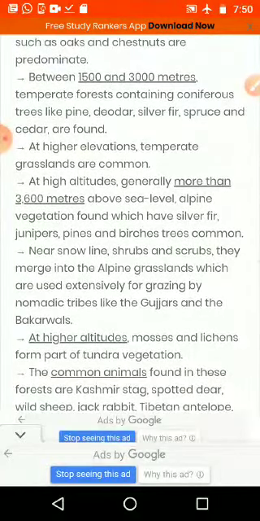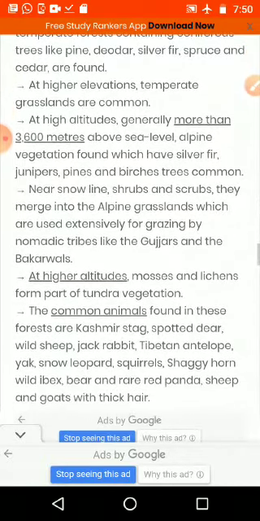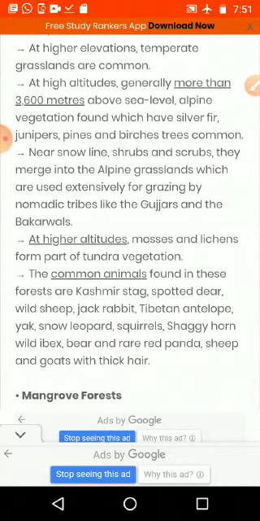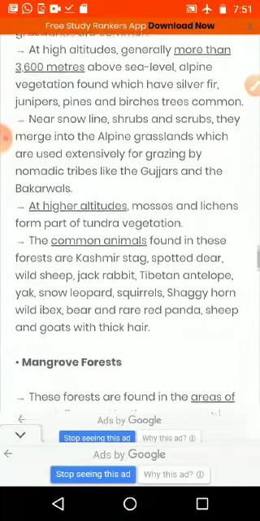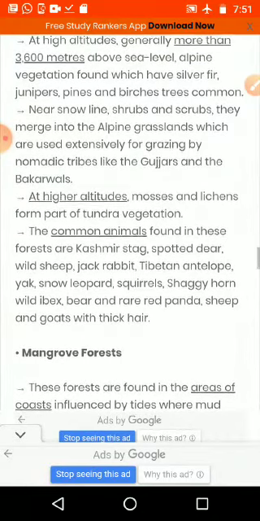Then between 1500 and 3000 meters, temperate forest containing coniferous trees like pine, silver fir, spruce and cedar are found. At the highest elevation, temperate grasslands are common. At high altitude, generally 3,600 meters and above sea level, alpine vegetation is found, in which silver fir, junipers, pines and birches are common.